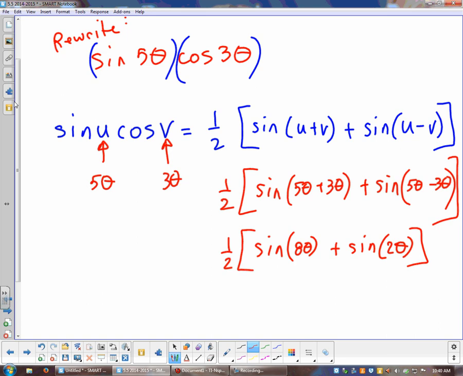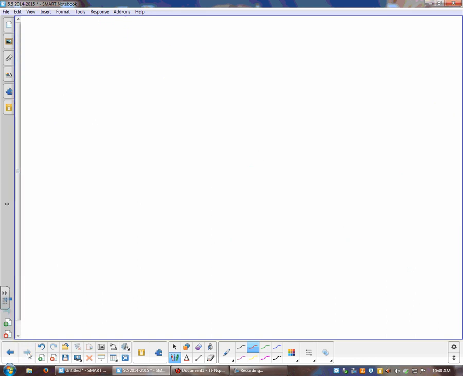What color sheet are we talking about? The purple sheet? Does that have our sum to product formulas? Yeah. All right, so let's use number 1. So the formula says sine u plus sine v equals what? Times? Did I get that copied down correctly? Yeah, I did good. Okay, so what am I plugging in for u? What am I plugging in for v?